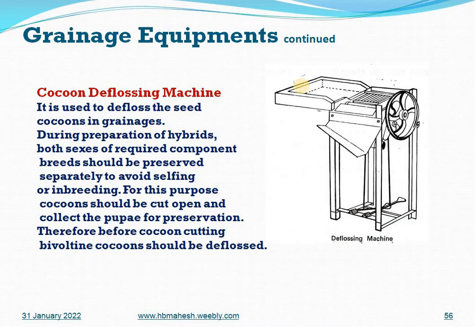Defrosting machine, it is also used to defrost the seed cocoons in the grainage before cocoon cutting. Before the cocoon cutting machine, the cocoons are defrosted in the defrosting machine and then used.